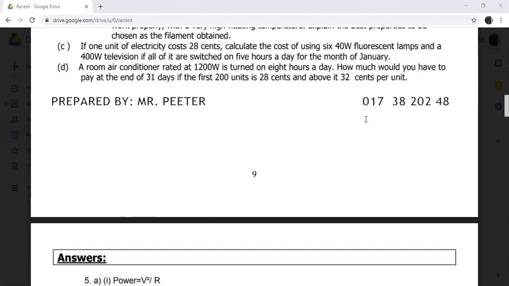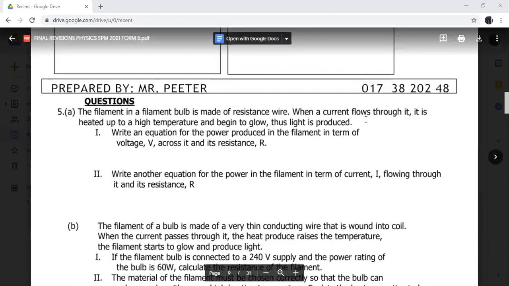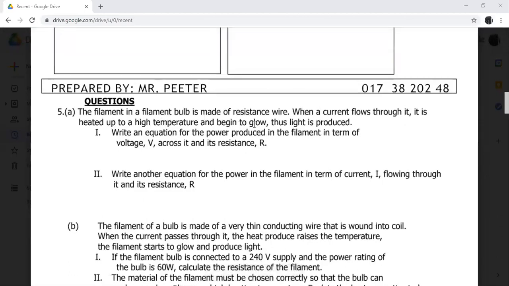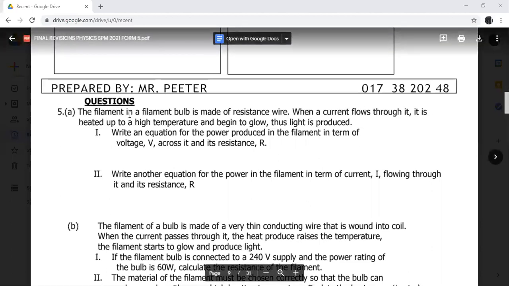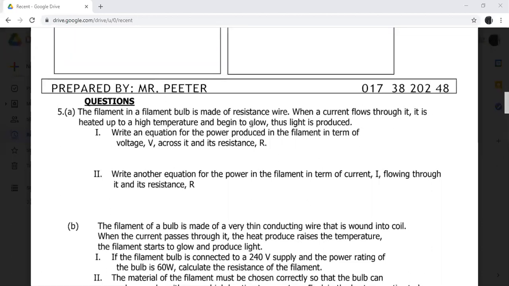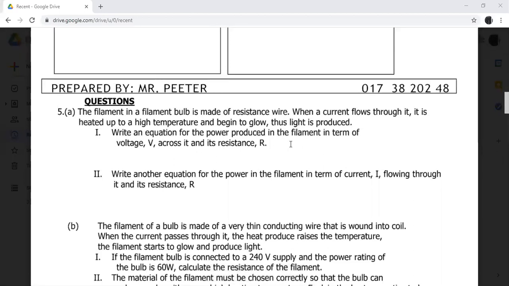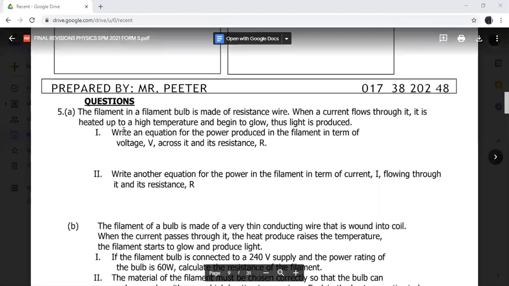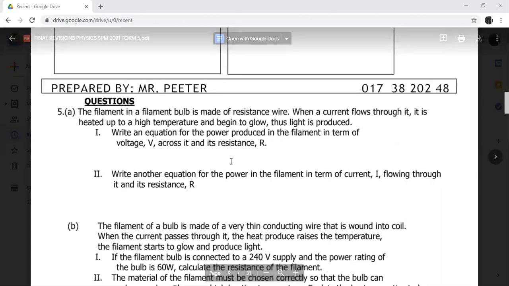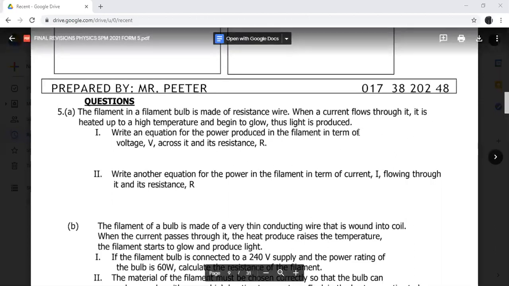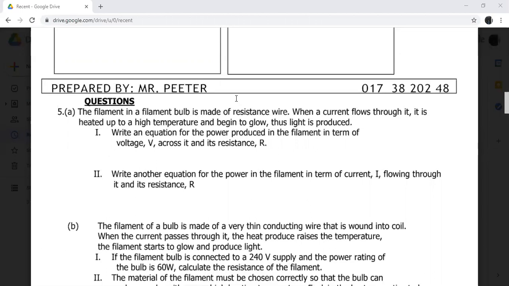These questions, the answers are at the back here. The filament in a filament bulb is made of resistance wire. When a current flows through it, it is heated up to a high temperature and begins to glow. Thus, light is produced. Write an equation for the power produced in the filament in terms of voltage across it and its resistance. So how to find the power produced?